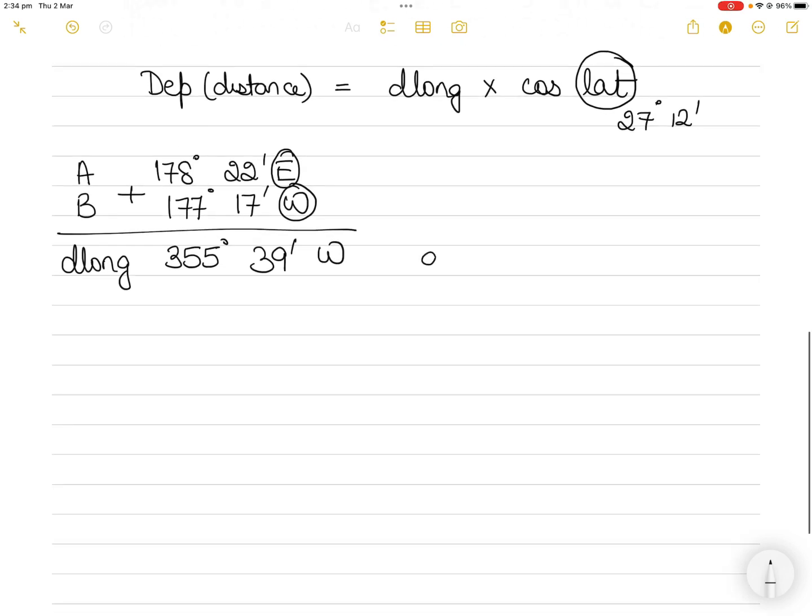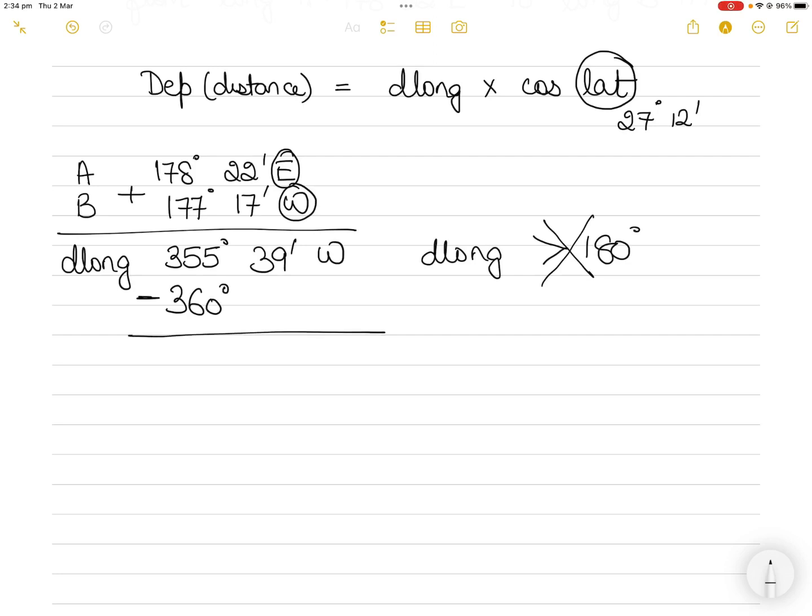However, d long cannot be greater than 180 degrees. It has to be less than 180. So we subtract it from 360 degrees. Put in your calculator 360 degrees minus 355 degrees 39 minutes. So what do you get? You get 004 degrees 21 minutes, and we reverse the notation.